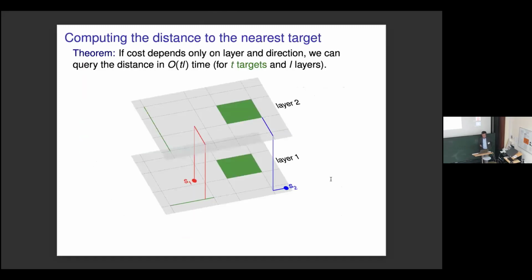So the problem that we need to solve is, now for any given point, say S1, we have a set of targets, a target set, let's say the green set here, with some axis parallel rectangles. What is the nearest target? What is the shortest path to a target?